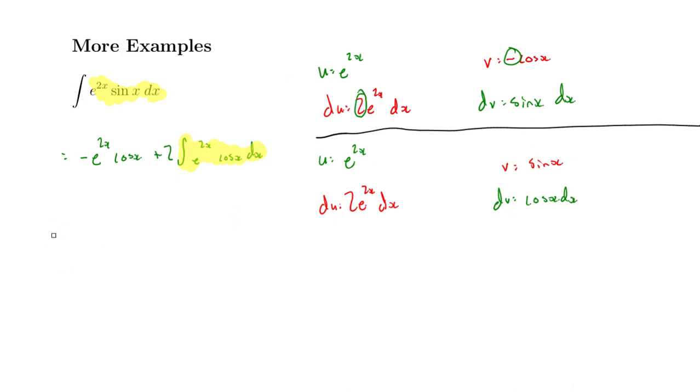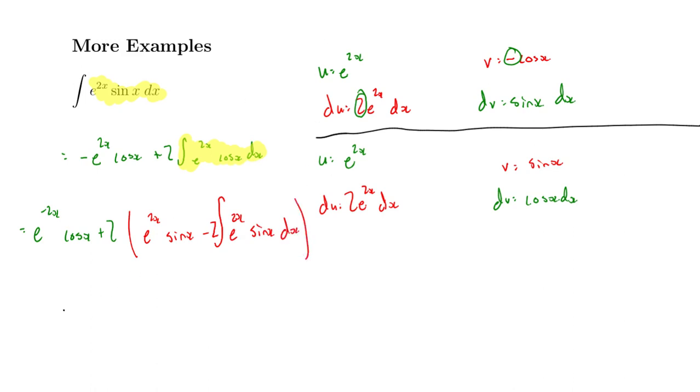All right, I'll try and give myself a little bit of room here. I've got negative e to the 2x cosine x plus 2 times uv, so that's e to the 2x sine of x, minus my integral, I'm going to pull the 2 out front there, of e to the 2x sine x dx.